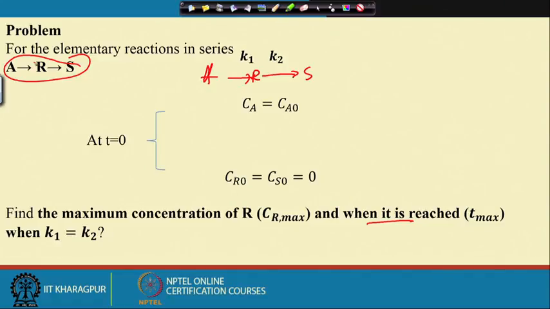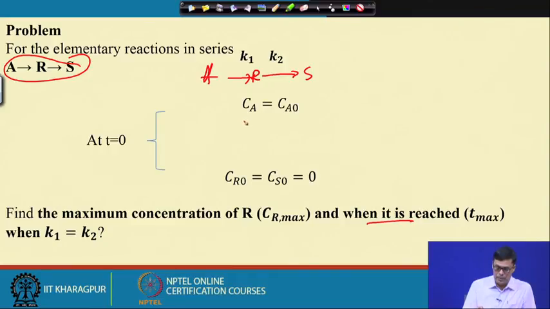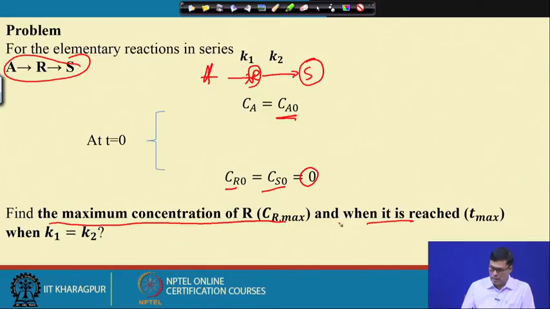Now, for the elementary series reaction A to R, R to S, at t equal to 0, C_A equals C_A0, and R, that is the intermediate concentration, and the final product concentration will be equal to 0. This is the boundary condition. The question is to find the maximum concentration of R and when it is reached, at t_max, when K1 equals K2.